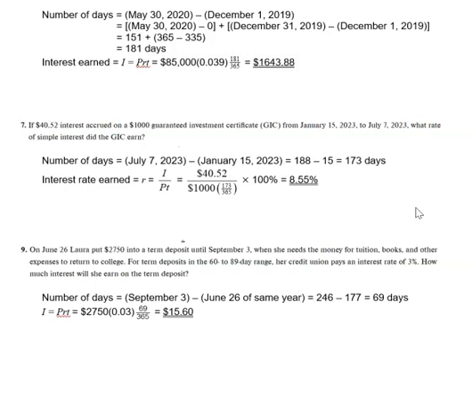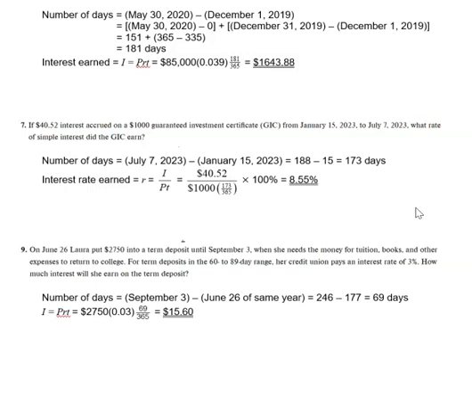Number 7. If $40.52 interest accrued or accumulated on a $1,000 guaranteed investment certificate, the GIC, from January 15th, 2023 to July 7th, 2023, what rate of simple interest did the GIC earn? So that's where you go from July 7th, subtract off the number of days that January 15th represents. So January 15th, that's 15 days. July 7th is the 188th day of the year. So 188 minus 15 gives you 173. So that gives you your term.